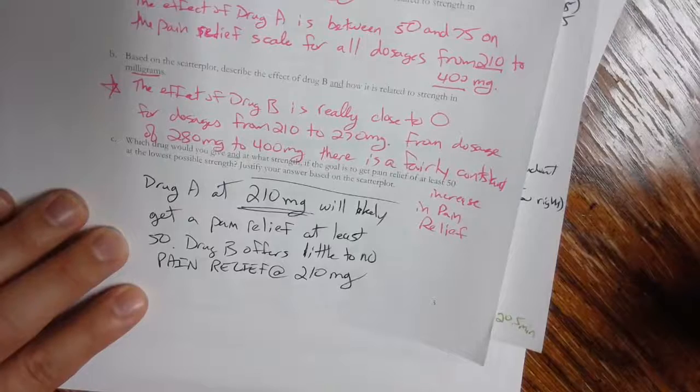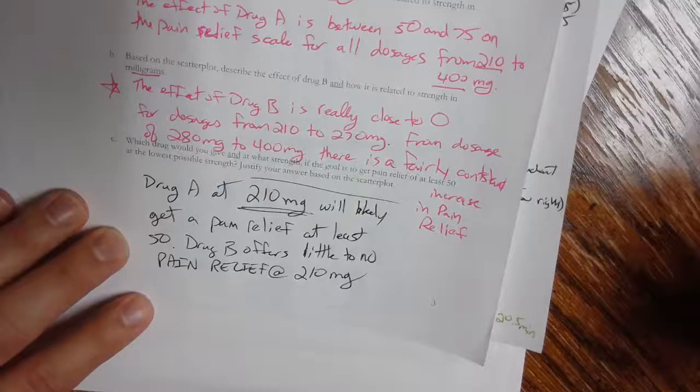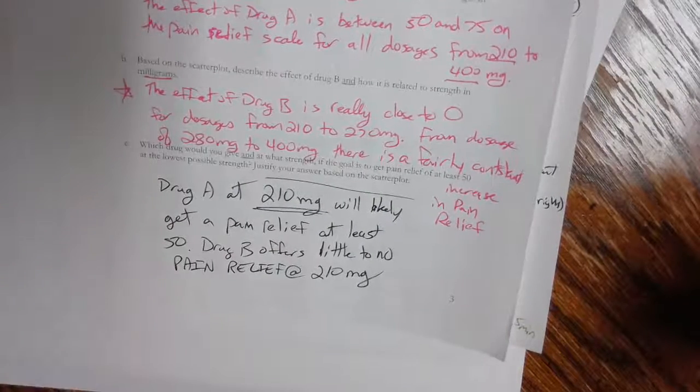So that's which drug I would give and at which strength. And it's not enough to just say, oh, well, A at 210. We got to say why that 210 is better than B. So using the smallest dosage, A is going to do the trick here. So that's it for this question.